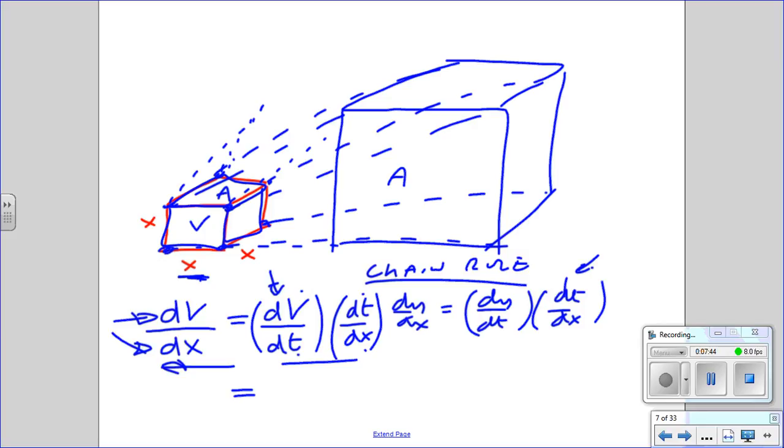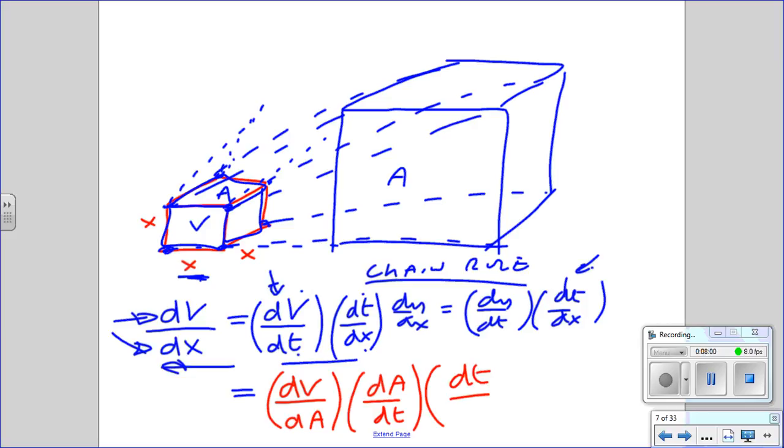Can we see that as the volume changes, so this dV by dt, this could be split up, couldn't it? To be dV by dA times by dA by dt, and then we've still got our dt by dx. Do you see how we can keep splitting up each gradient expression because they're all interconnected. They're connected rates of change. So as the volume changes, the area is changing. As the area is changing, time's changing. And as the time's changing, the side lengths are changing. That is connected rates of change.